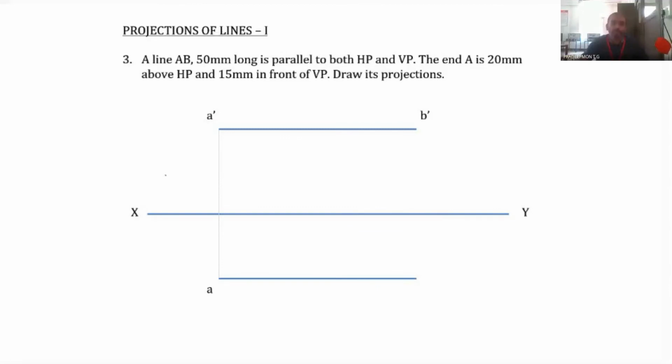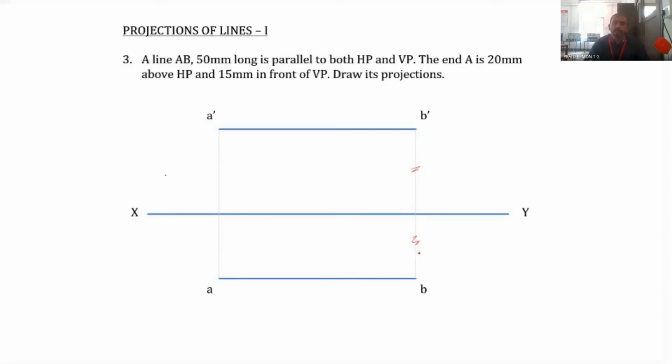Now a similar line is drawn from the top view of point A. A line which is parallel to the XY line and of length 50 millimeter is drawn, and this is the point B. And if we draw a line perpendicular to the XY line and passing through B dash, it should pass through the point B also, like this. See this line as well as this line. This line is the same straight line, and it passes through B dash as well as B.